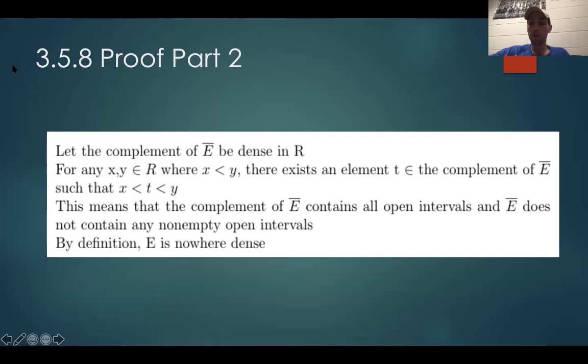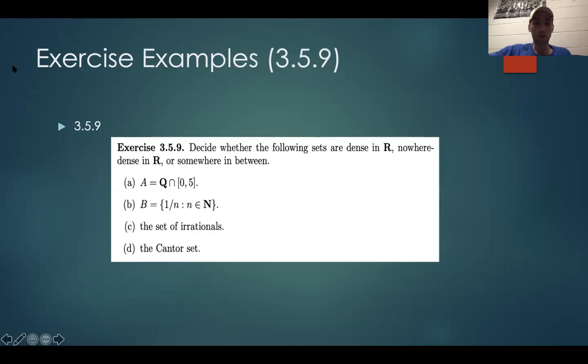If the proof was a little complicated, hopefully I can take you through some textbook examples to clarify things and show you what nowhere dense sets look like. So here we have exercise 3.5.9. It asks us to determine if a set is nowhere dense, dense, or somewhere in between. You can pause the video, write this down, and go over any notes before I give you the answers.